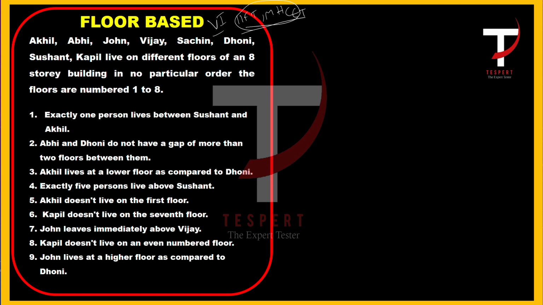Just pause the video and try to solve. So, Akhil, Abhi, John, Vijay, Sachin, Dhoni, Sushant, Kapil live on different floors of an 8-story building in no particular order. The floors are numbered 1 to 8. Okay, so we shall take 8 floors here.